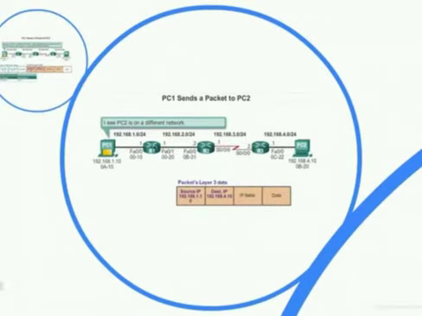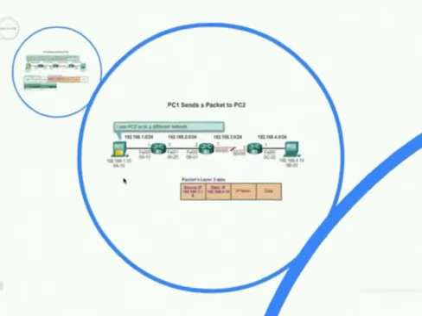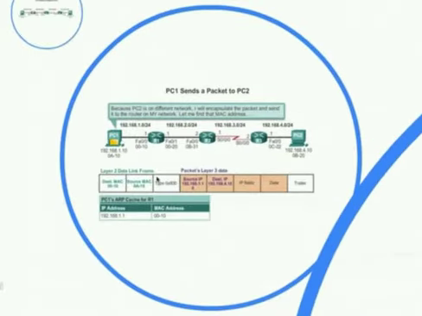So then, if PC1 sees that PC2 is in a different network, the thing that PC1 must do is to determine the MAC address of the default gateway, that in this case is FA0/0. So how can PC1 do that? First, PC1 checks its ARP table that we can see here for the IPv4 address and its associated MAC address.